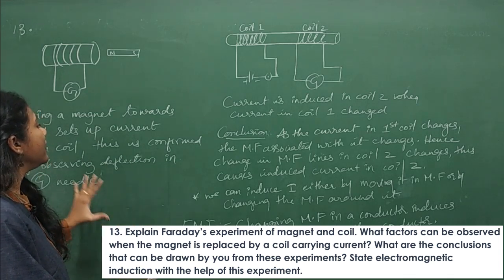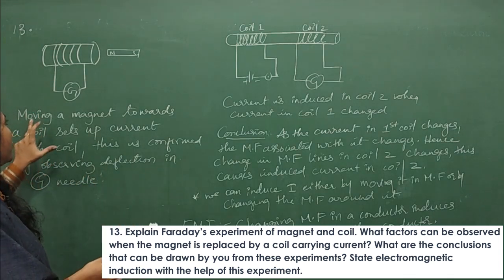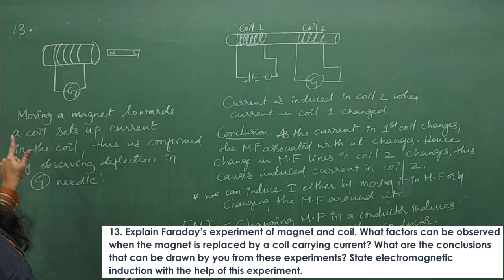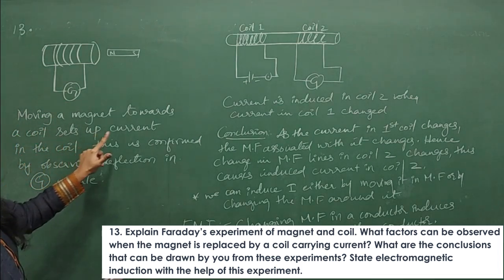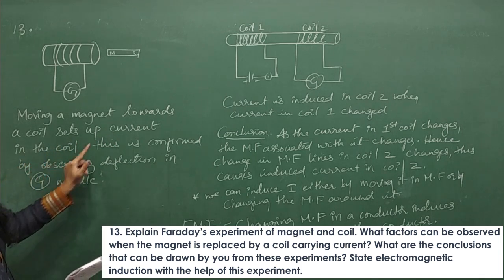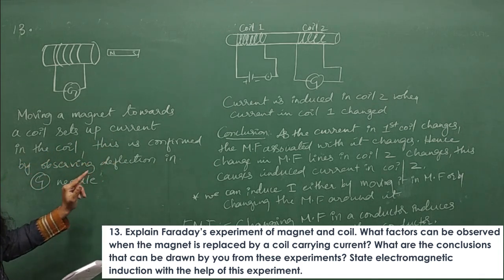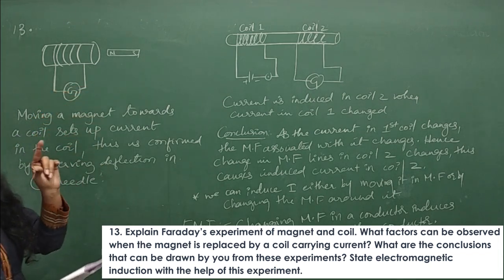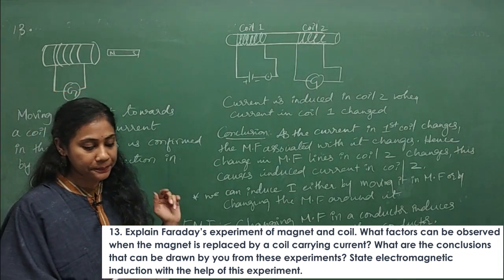So that's what I have written in very simple sentences. You can draw the figure and write these points. Moving a magnet towards a coil sets up the current in the coil. This is confirmed by observing deflection in the galvanometer needle. So this becomes your answer for the first part of the question.